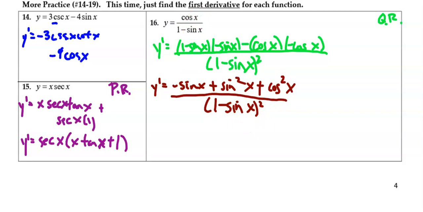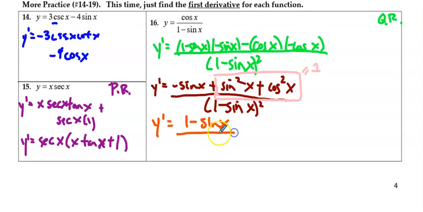Okay? Now, when we're going to continue on with this problem, again, all I did was the quotient rule in green, and then I just started simplifying my numerator in brown. So now we have this wonderful thing. We have this as an identity. So cosine squared x plus sine squared x is actually equal to 1. It doesn't go away. It's actually equal to 1. So what I'm going to do in the next step is I'm going to move the 1 over here, and I'm going to go ahead and say it's 1 minus sine x in the numerator, and then 1 minus sine x squared in the denominator.